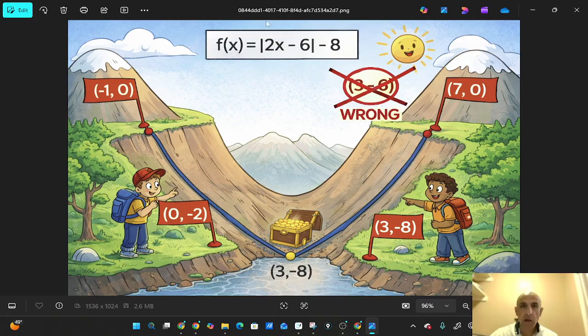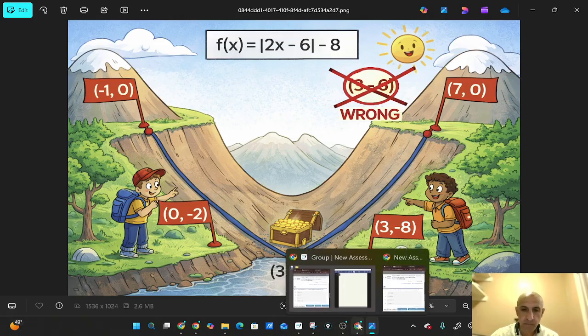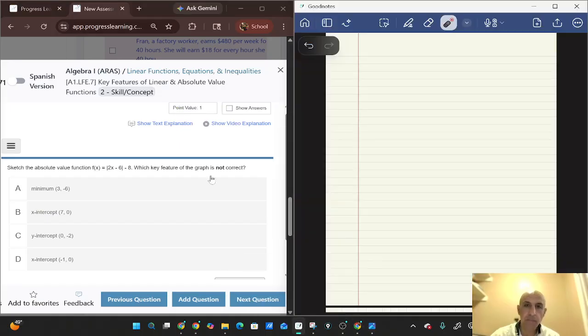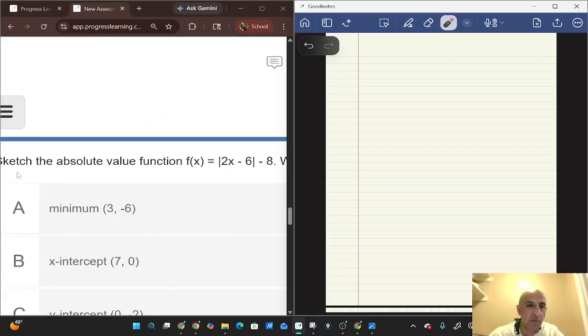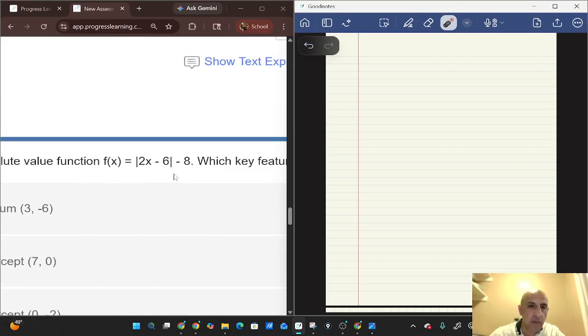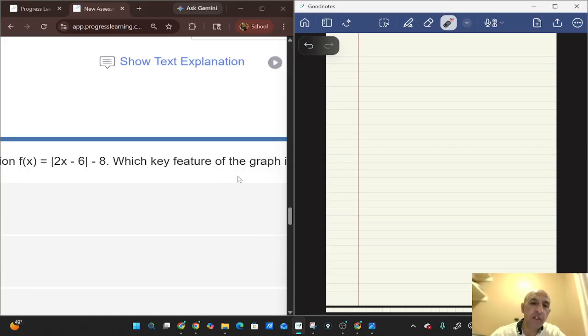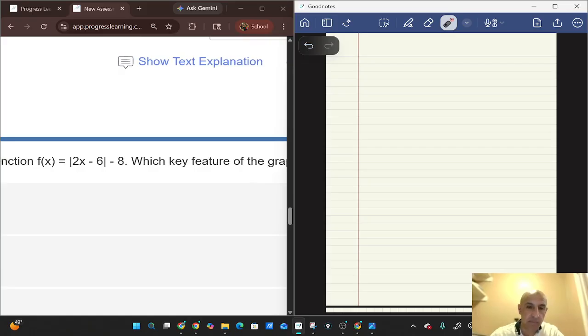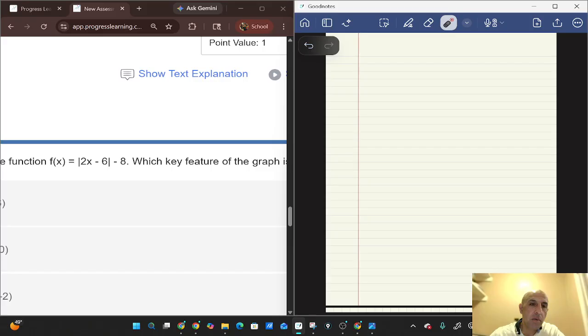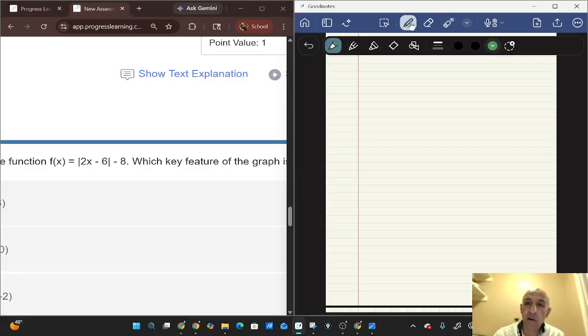after we finish explaining some of the basic information about how to graph this function, which is f of x equal absolute value of 2x minus 6, minus 8. Let's go. So in this question, sketch the absolute value function f of x equal absolute value of 2x minus 6, minus 8. Which features of the graph is not correct? So let's start first with graphing the function.